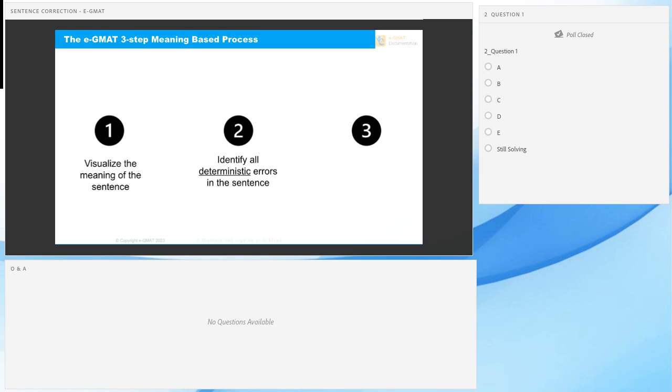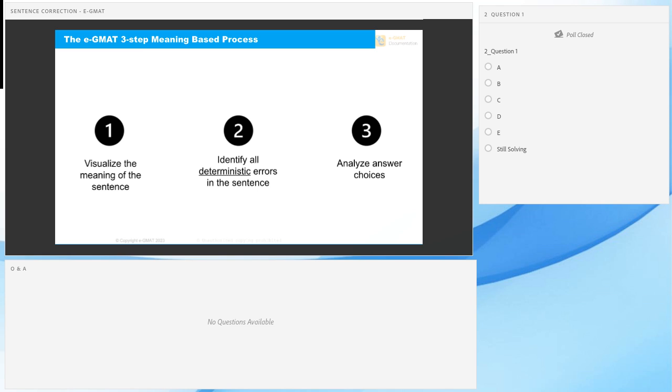Then step number two is you identify all the deterministic errors. And the word deterministic is very important. Why? It's especially important for folks who prepare using OG solutions on GMAT Club, official guide questions on GMAT Club. I'll come to that shortly when we discuss that aspect. But I want you to make a note of that in your scratch pad. Deterministic errors. Identify, focus only on the deterministic errors.